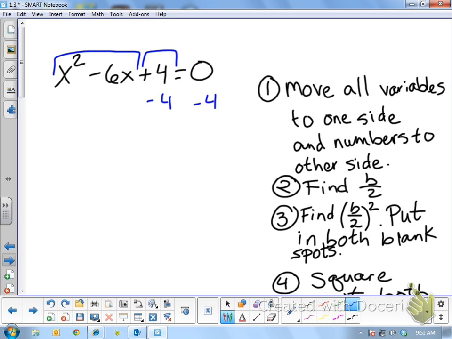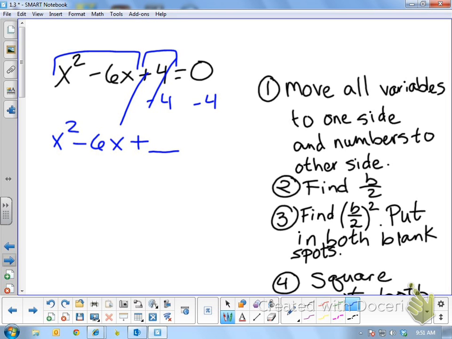Okay, those cancel out. And then this is the start of the problem we just saw. In the problem we just saw, it had a blank spot because we had to fill in a number so that we could rewrite this as a perfect square binomial. So we're going to put in that blank spot ourselves.